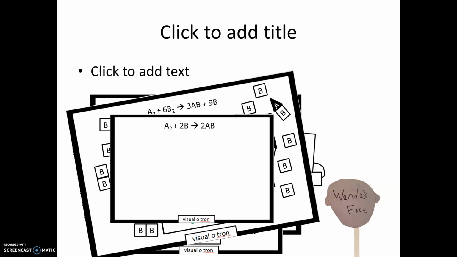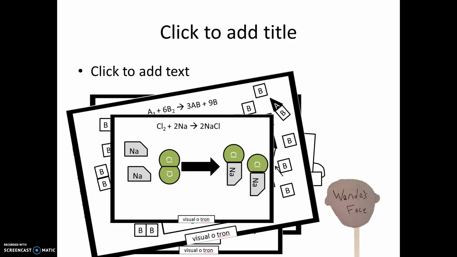here's how to translate this into real chemical reactions. Do you see this generic chemical equation? Well, it too can be real chemicals. These chemicals are chlorine and sodium, bonding together to make sodium chloride. Wow.